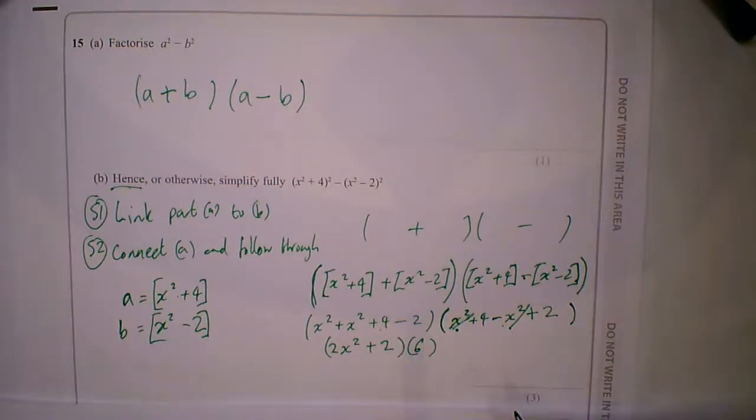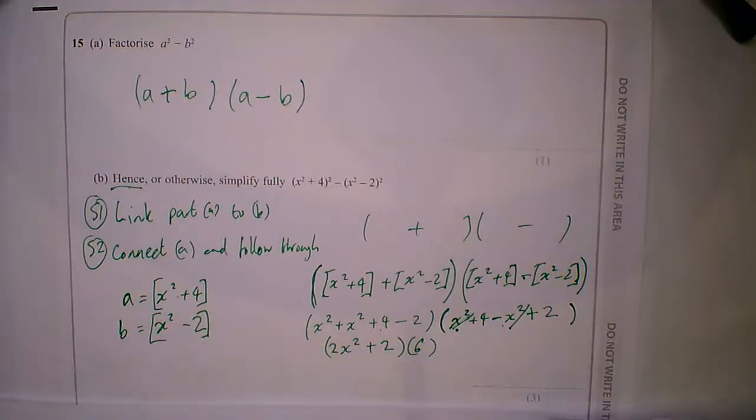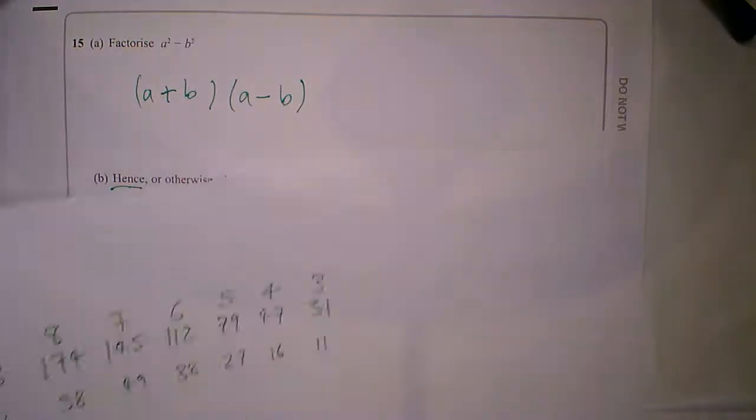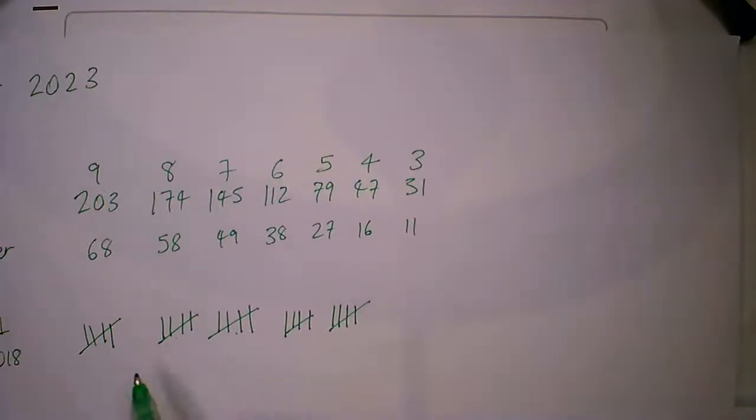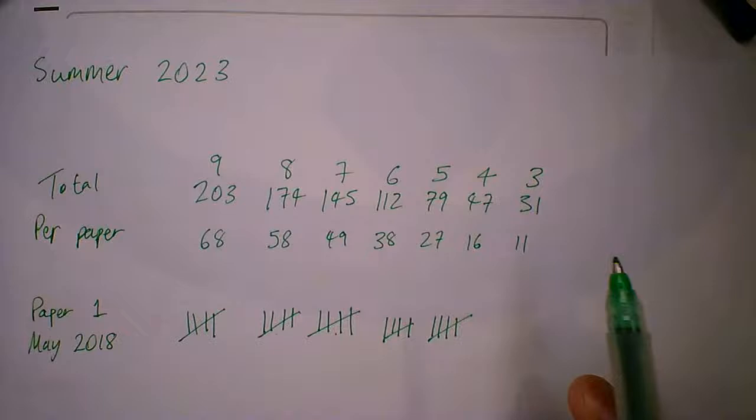And I can now expand this, because hence or otherwise simplify fully. So I can leave it like that. And if I want to expand this out, I can do that as well. So this times that is 12x squared. And this times that is 12. 2 times 6 is 12. There we are. So 3 more marks there. I've banked 3 more marks. 1, 2, 3. I now have 5, 10, 15, 20, 25. I'm 2 marks away from a grade 5.